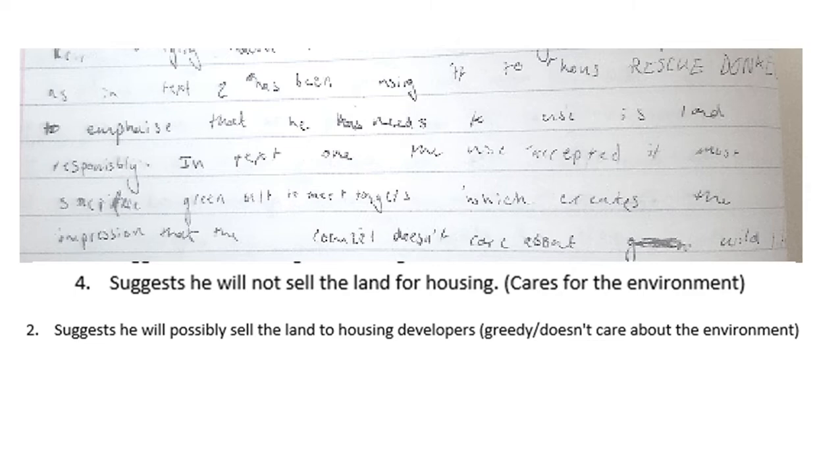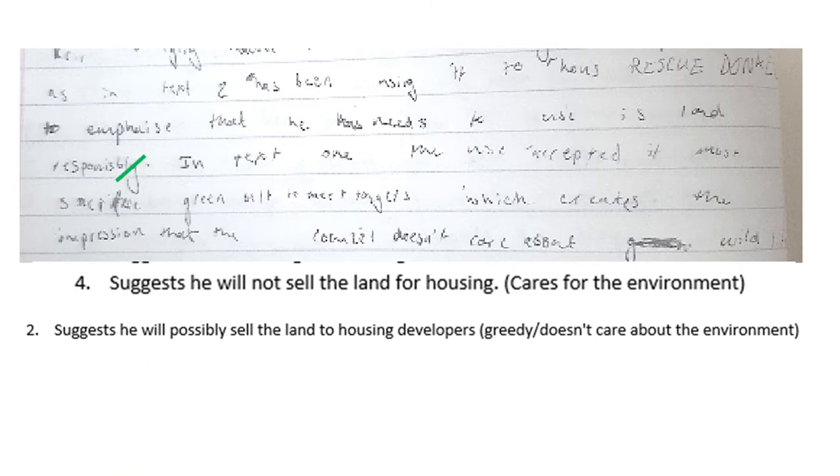Oh, it's even worse than it was when I wrote it on the PowerPoint slide. But it's a really good one to learn from. So again, I'll do my best. So text 2 says he has been using it to rescue donkeys to emphasise that he uses his land responsibly. I'm paraphrasing.